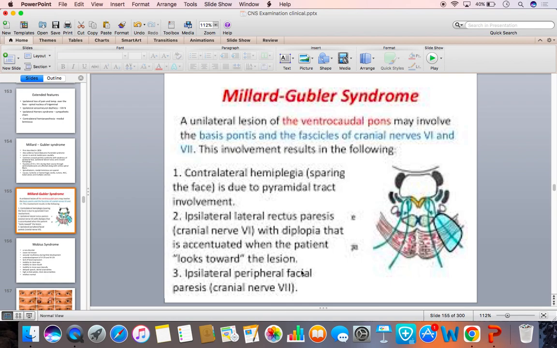Well, this is the Millard-Gubler syndrome. The lesion is limited to the medial part of the pons in its caudal part.